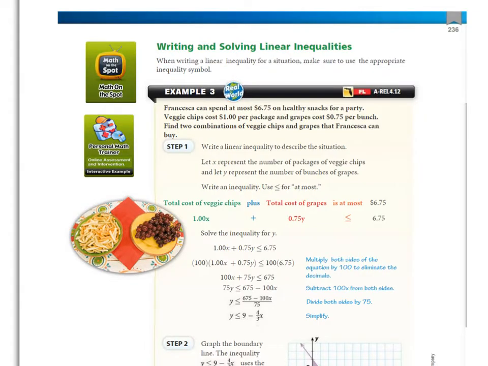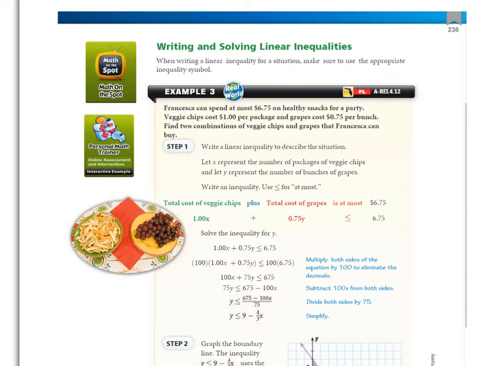Today we're going to be wrapping up the last section before your next test. Again, that test is going to include 6.5, 6.6, 6.7, 7.2, and 7.4, which we're wrapping up today. We learned how to graph linear inequalities yesterday. Today we're going to learn how to write and solve them. And one of the important things is when you do write the inequality, make sure you use the appropriate inequality symbol. So for example 3, we have Francesca, who's spending $6.75 at most.